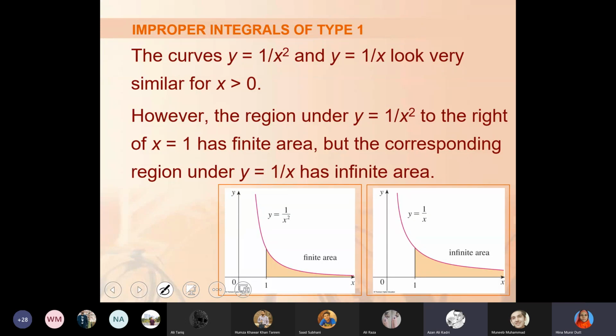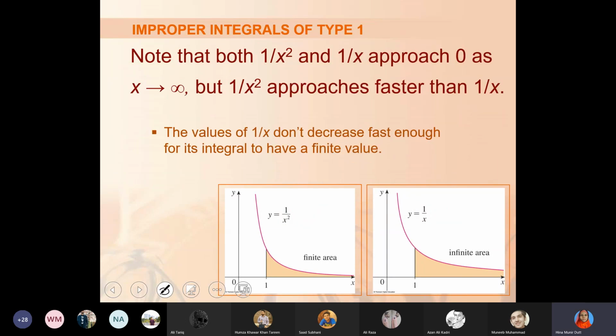मैं 1 over x की एरिया कम हो रही है उससे, because this approaches to 0 and this also approaches to 0, but this 1 over x square approaches to 0 faster than 1 over x, right? Because it decreases sufficiently largely as compared to 1 over x. उसका डिक्रीमेंट उसकी निस्बत ज्यादा आ रहा है, जिसकी वजह से ये फाइनाइट एरिया बन रहा है 1 over x स्क्वायर का, और 1 over x का इनफाइनाइट बन रहा है.